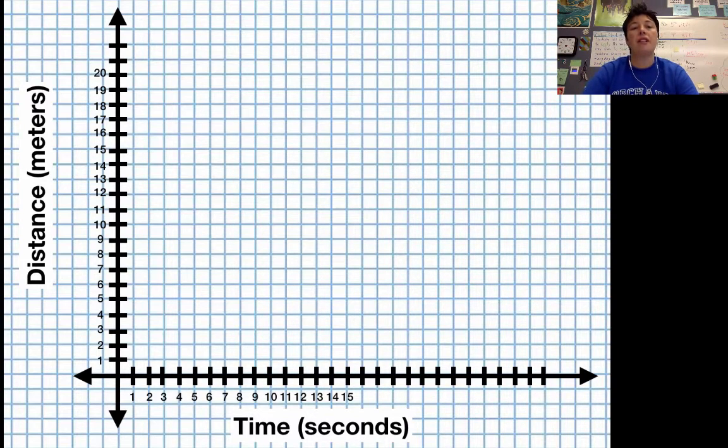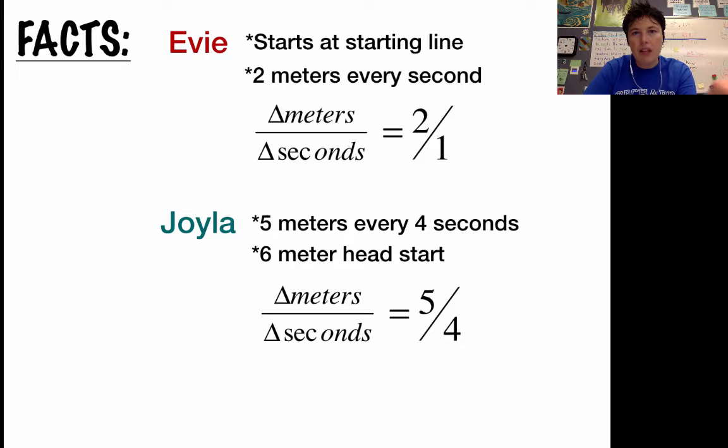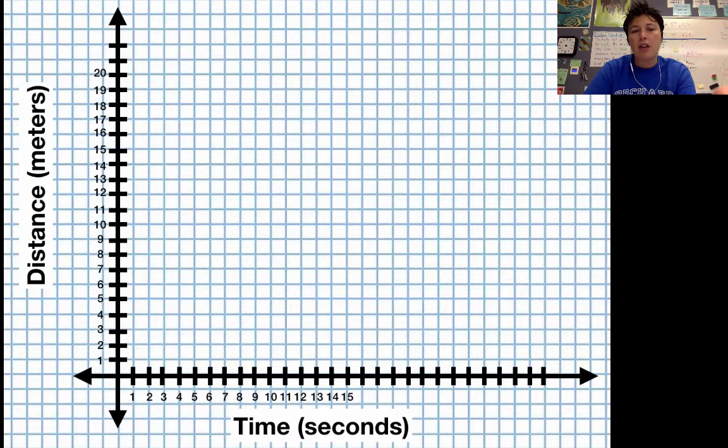But once your graph is ready to go, we're going to graph Evie and we're going to graph Joyla. And I'm going to use my colors. Remember, Evie was red and I used a teal blue for Joyla. I'm going to stick with that as my plan. So looking back at the facts, Evie starts at the starting line. So let's think about that on our graph.